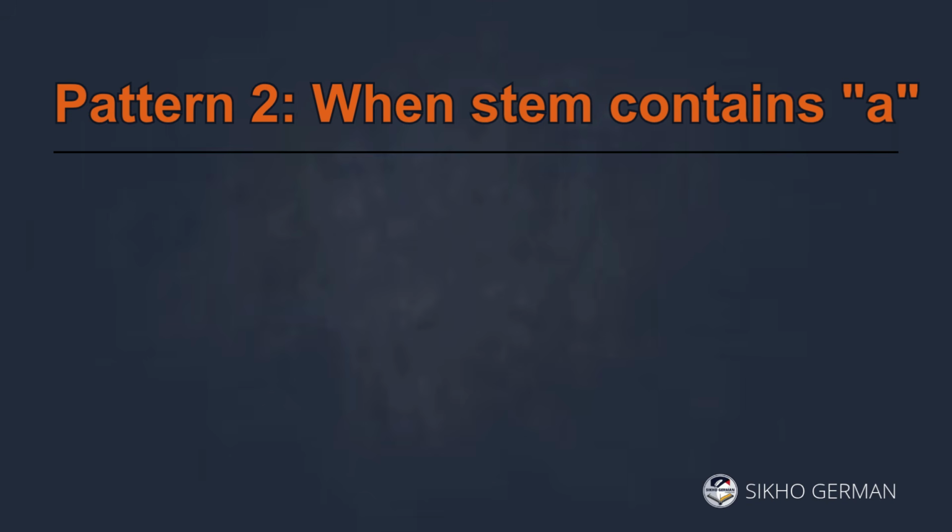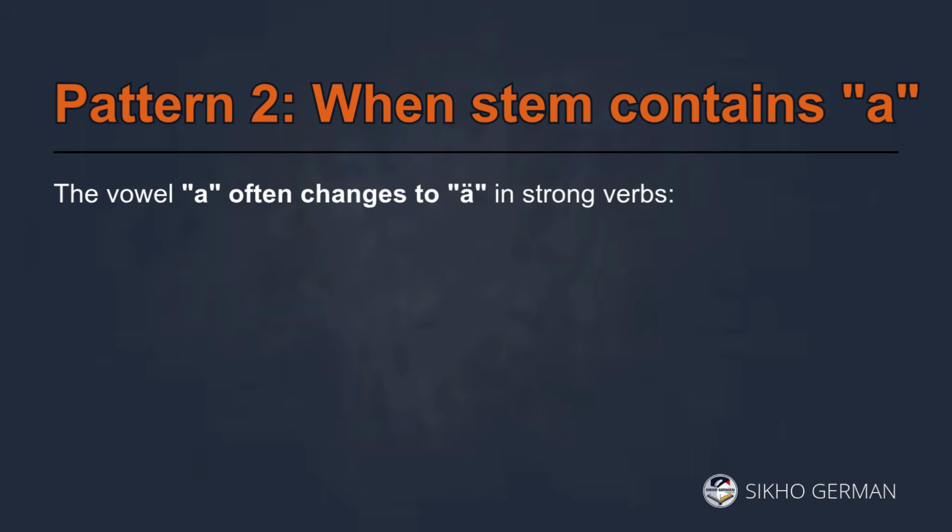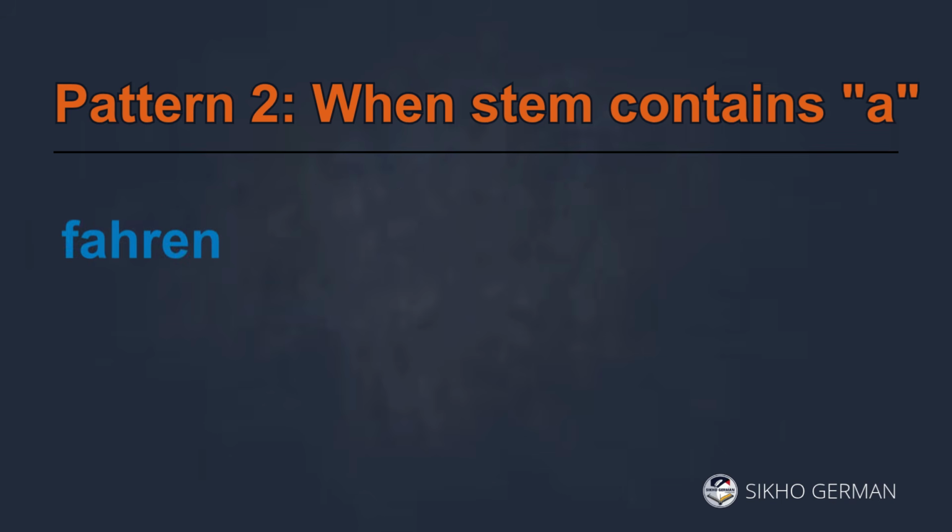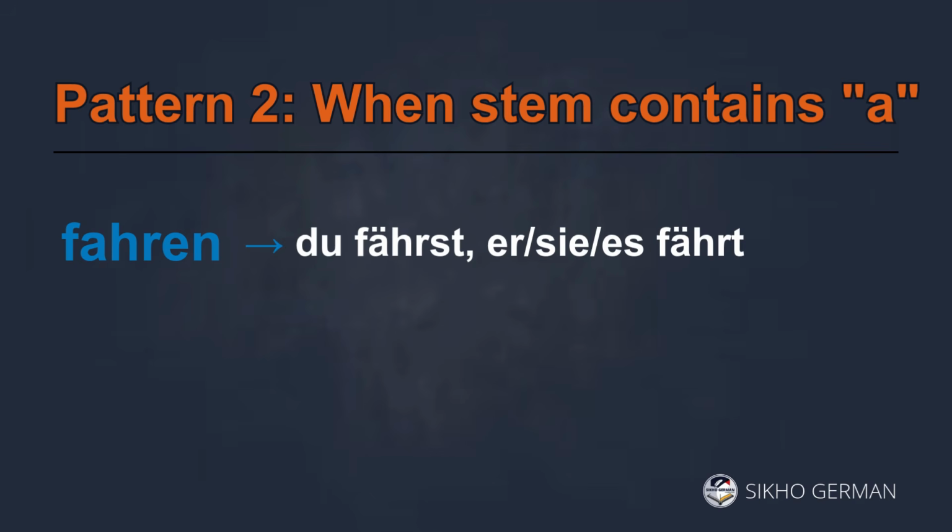Pattern 2. When the verb stem contains the vowel a. The vowel a often changes to ä (a umlaut) in strong verbs for du and er/sie/es forms. Look at fahren, to drive or travel. Du fährst, you drive. Er/sie/es fährt, he, she, it drives. The a becomes ä, creating a sharper, higher sound, much easier to pronounce when speaking quickly.